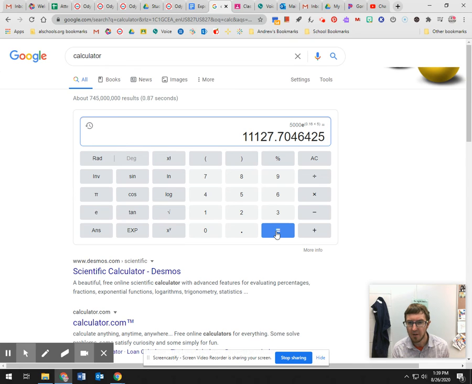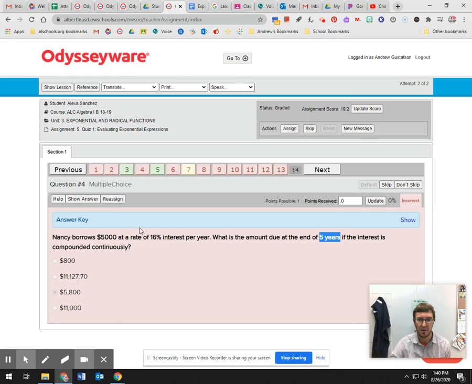$5,000 compound interest, 16% for 5 years. Yep. At the end of 5 years, she's going to owe $11,000. So even though she only borrowed $5,000, she's going to owe $11,127.70. That's how much she's going to owe at the end of 5 years. And that's what we see right there. There it is. That's exactly what we got. That's how those formulas are used.